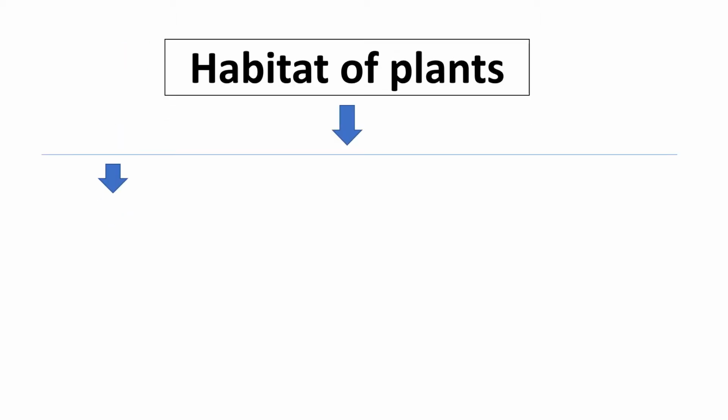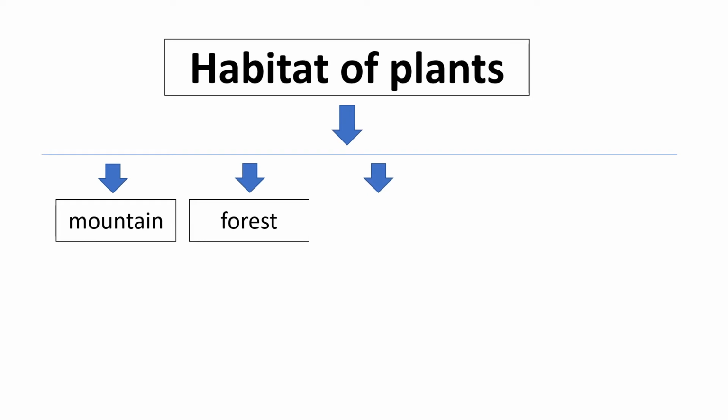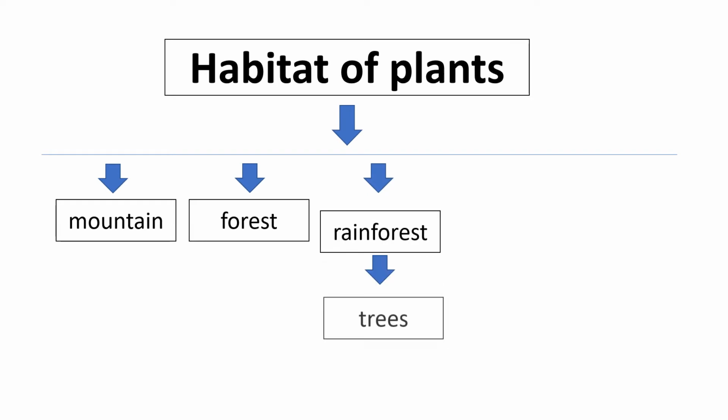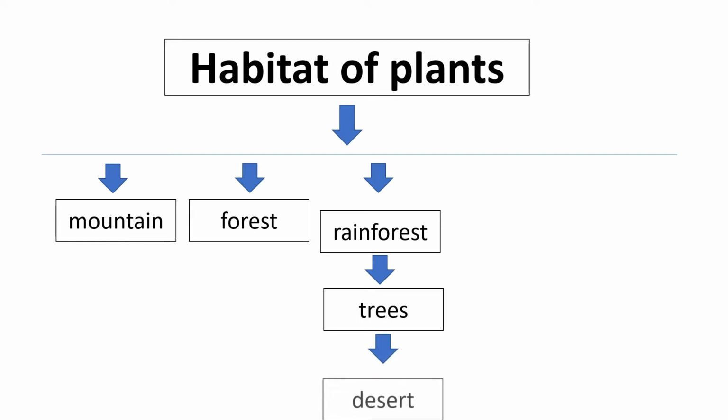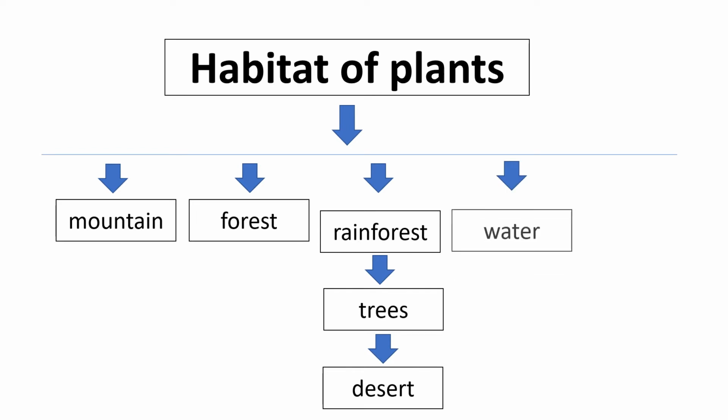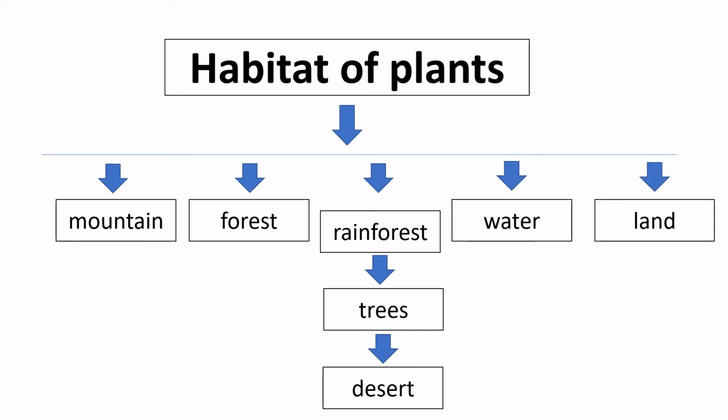We have mountain. So plants can live in the mountain. Plants can live in the forest. Plants can live in the rainforest. They can live in trees also, in the desert, water, and land. So these are the habitats of plants.